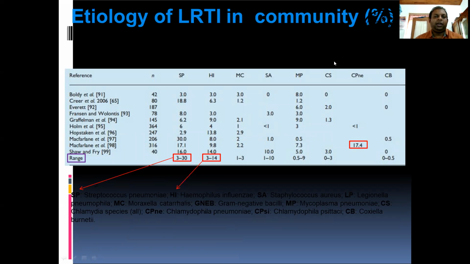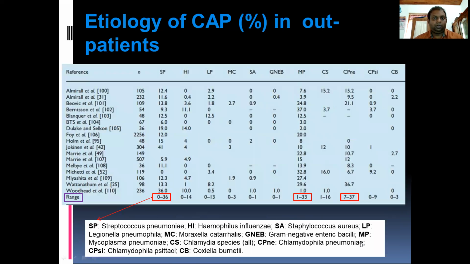A bit of etiology of LRTI in the community. Streptococcus pneumoniae, Haemophilus influenzae, Staphylococcus aureus, Legionella pneumophila, Moraxella catarrhalis. Those are the common ones. Usually in CAP, community acquired pneumonia, the main organism is Streptococcus pneumoniae, then Haemophilus influenzae. About the typicals, Moraxella catarrhalis. Atypicals are there, like Mycoplasma pneumoniae, Chlamydophila or Chlamydia pneumoniae, Legionella pneumophila.